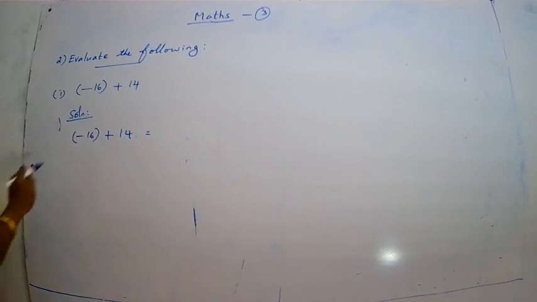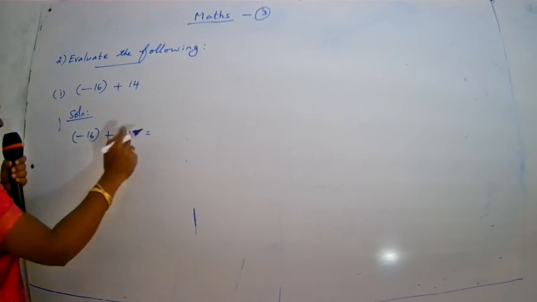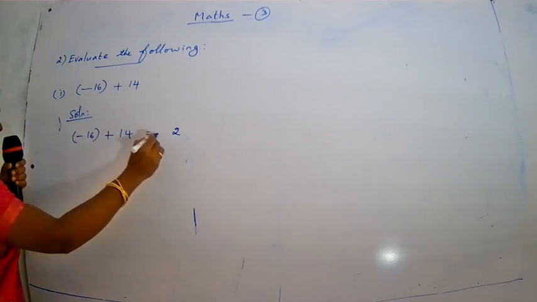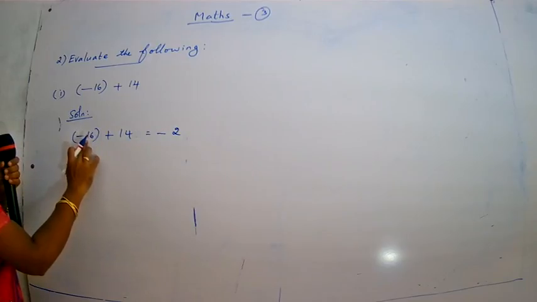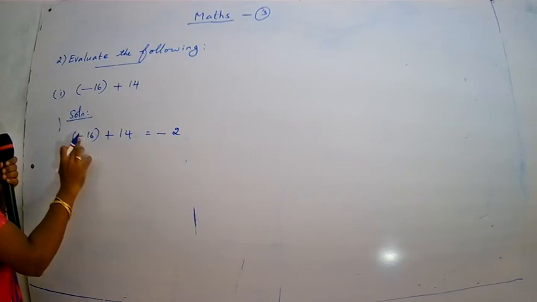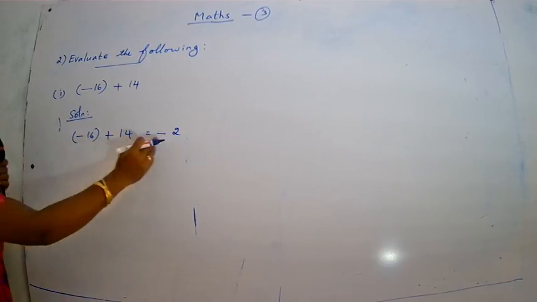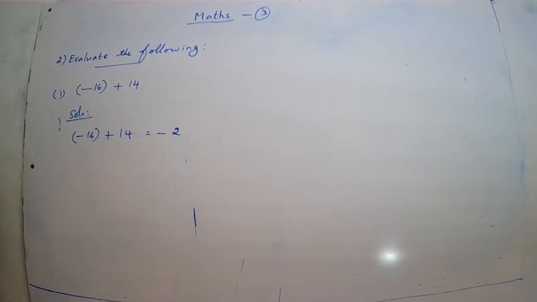So we find the difference. 16 minus 14 is equal to 2. Which sign will come? Minus. Why? You assign the sign of the bigger number. 16 and 14, which number is bigger? 16. So that's why the answer is minus 2. Okay, one more example, one more sum.